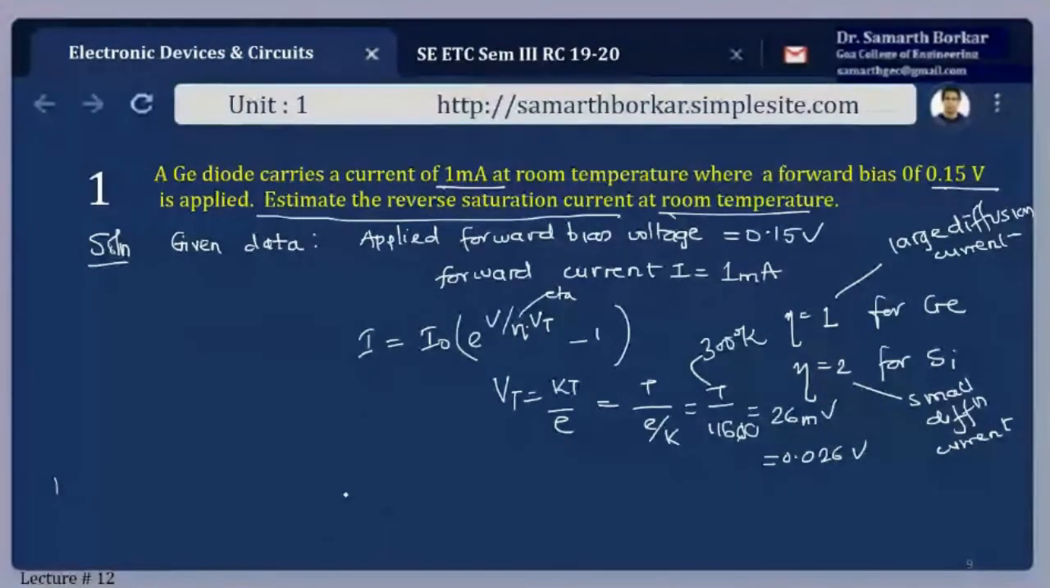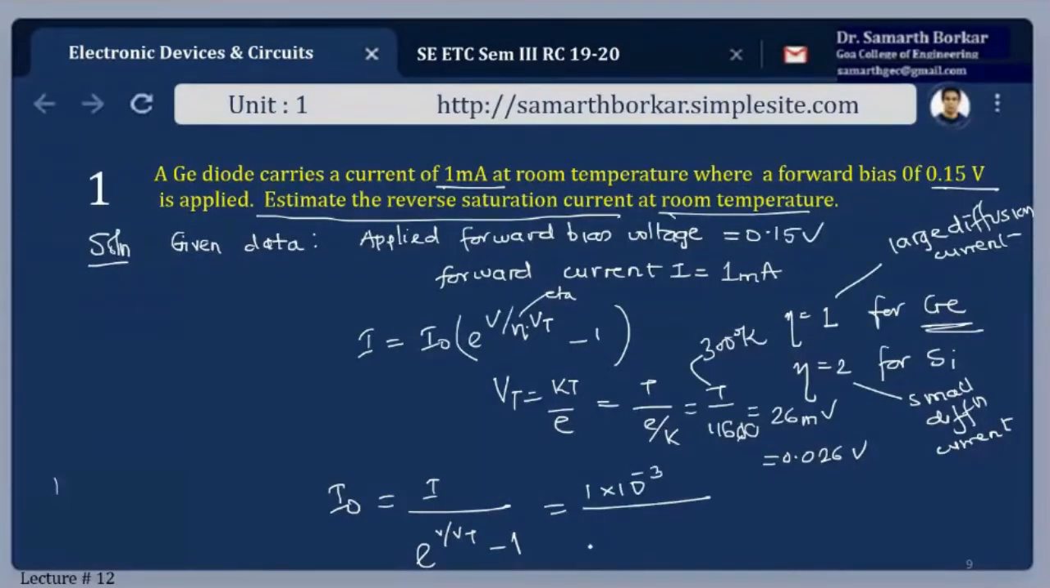So I can write I naught equals I by e raised to V by V_T minus 1. Since it is mentioned as a germanium diode, I'm going to replace eta with 1. Fine. So current is 1 into 10 to the power minus 3 divided by e raised to the applied voltage 0.15, and here we have to express V_T in terms of volts, 0.026 volts, minus 1. So if you solve this, you get the answer as 3.12 into 10 to the power minus 6 amperes.